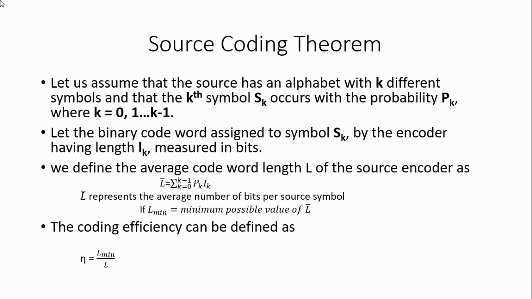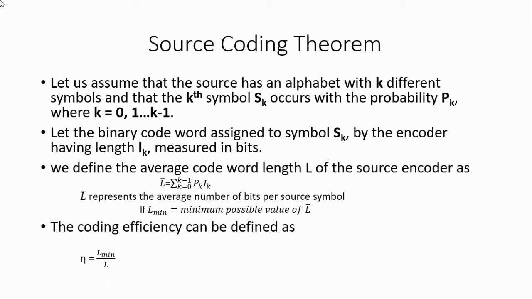Source coding theorem. Let us assume the source has an alphabet with K different symbols. The kth symbol Sk of the alphabet occurs with the probability Pk. Here the k value ranges from 0, 1, up to K minus 1. The binary code is assigned to the symbol Sk and the length of the code is Ik. The average code word length L of the source encoder is L equal to summation k equal to 0 to K minus 1 Pk Ik. Pk is the probability of occurrence of the symbol Sk and Ik is the number of bits for the symbol, so L is the average number of bits per source symbol.